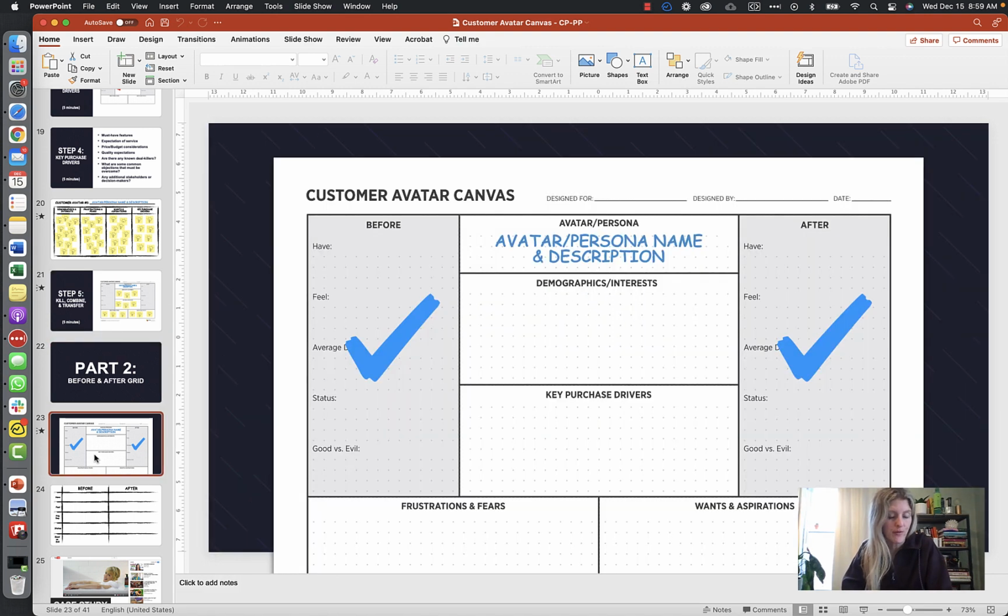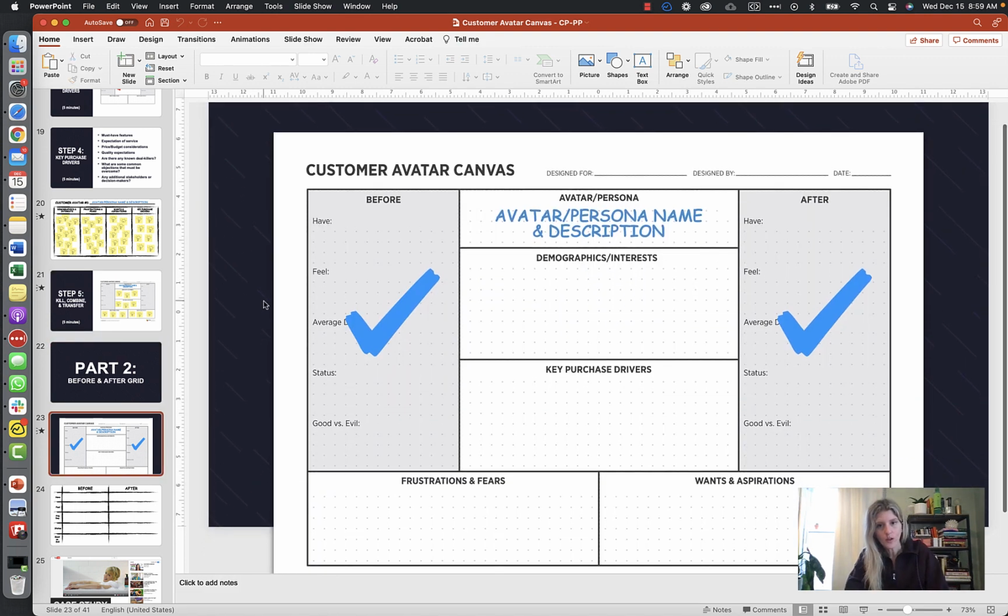So part 2 is a before and after grid. And I know I am moving a little bit fast, but I would suggest you guys just watch this video in its entirety and then go back later on and actually do the work. But just watch the video first to get familiar with what needs to be done, and then go through the exercise. You can watch the video a couple times if you need to. But okay, so the before and after grid is here's before. Obviously, here's after.